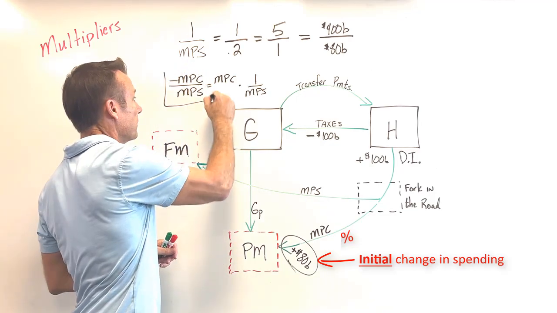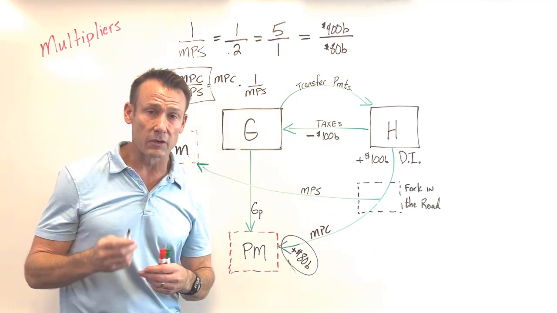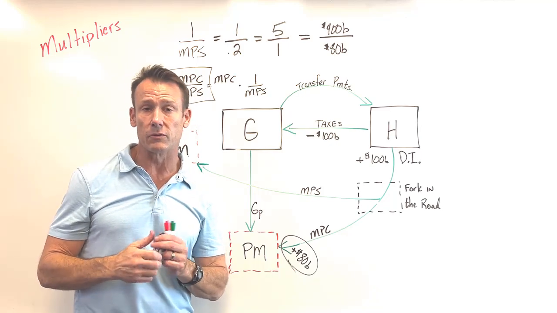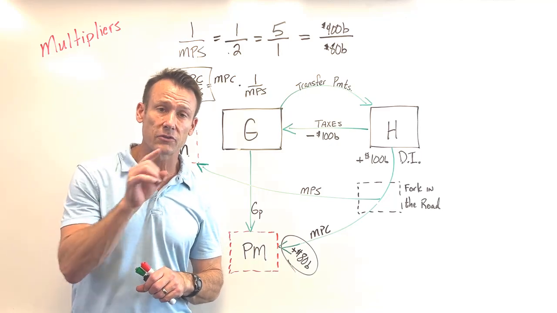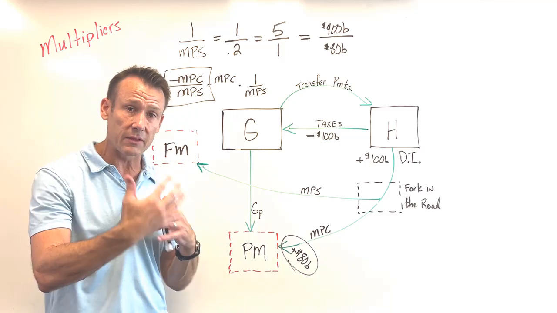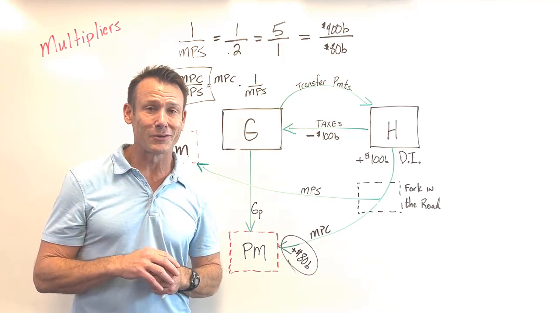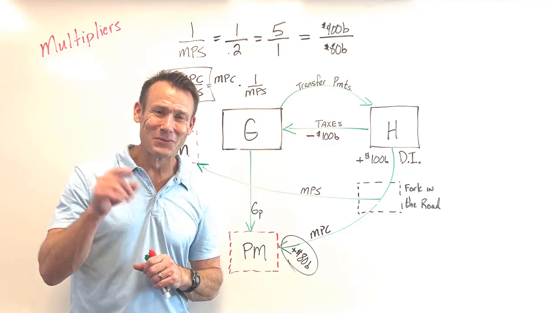Again, there's the tax multiplier. Okay, you can use it, but you don't need to use it. You just need to find the initial change in spending, and if you understand kind of how the economy works, then it's not that hard to do. Hope that makes sense to you. We'll see you in the next video.